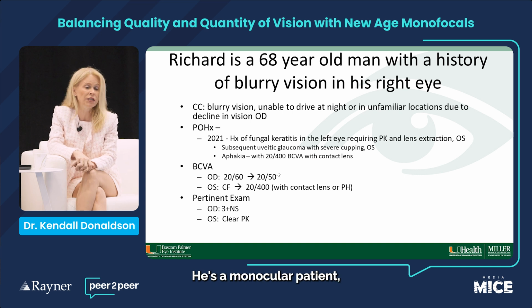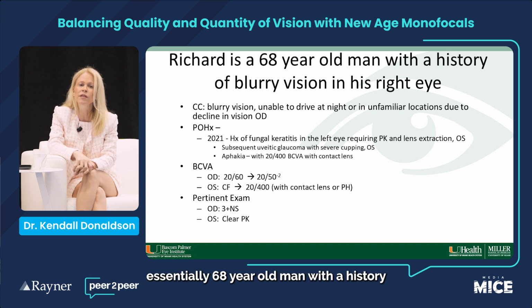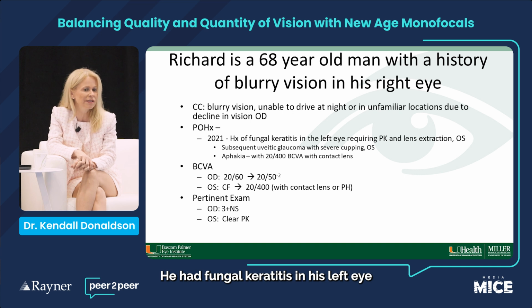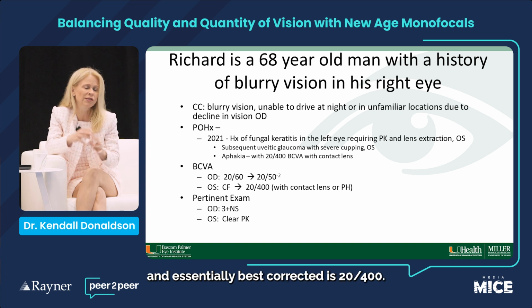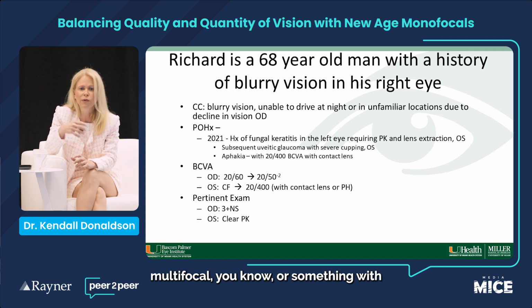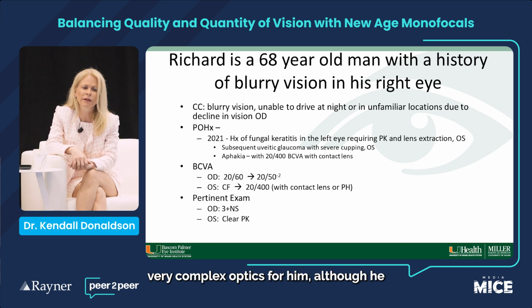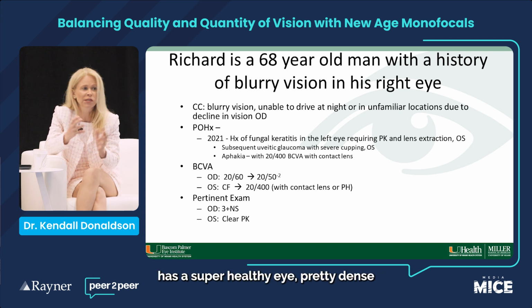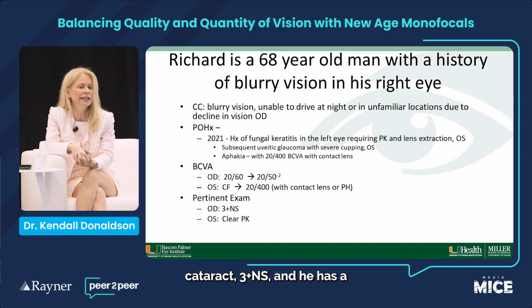He's a monocular patient, essentially, a 68-year-old man with a history of blurry vision in his right eye. He had fungal keratitis in his left eye and essentially best corrected is 20/400. So this is a big deal for him. He's undergoing cataract surgery in his only eye, and we want to make the best choice. And so certainly I'm not thinking of a multifocal, or something with very complex optics for him, although he has a super healthy eye. Pretty dense cataract, 3+ NS, and he has a clear PK in the left eye with some cupping there as well.